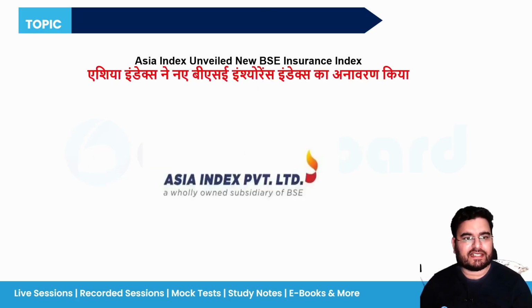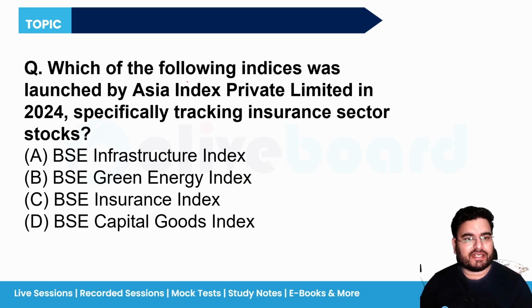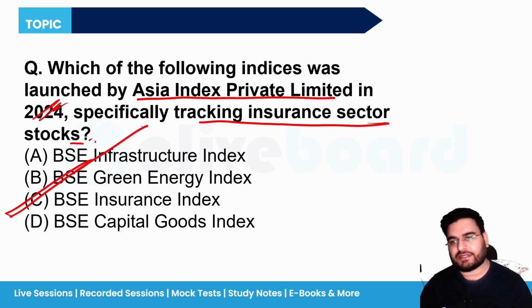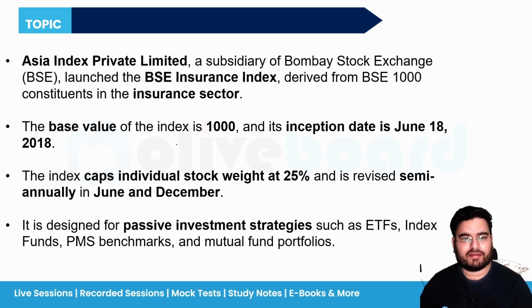Next is Asia Index unveiled new BSE Insurance Index. BSE Insurance Index. It is going to do what? It is going to track the best insurance related company. Okay. So which of the following indices was launched by Asia Index Private Limited in 2024, specifically tracking the insurance sector? So correct answer is BSE Insurance Index, right? So please remember, and this Asia Index Private Limited, it is a subsidiary of the Bombay Stock Exchange.